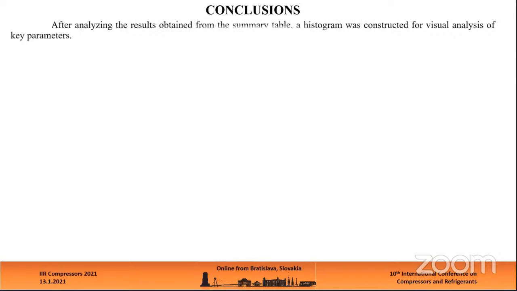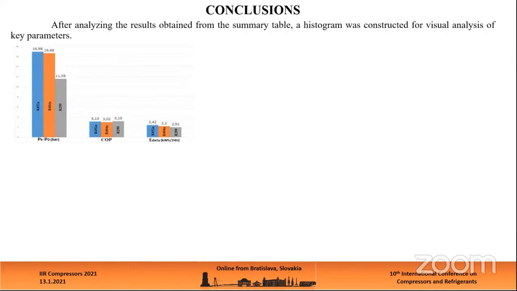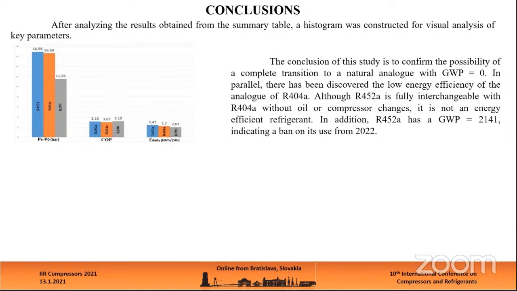Conclusions. After analyzing the results obtained from the summary table, a histogram was constructed for visual analysis of key parameters. The conclusion of these studies confirms the possibility of a complete transition to a natural analog with GWP equals 0. In parallel, the low energy efficiency of the analog of R404A has been discovered.